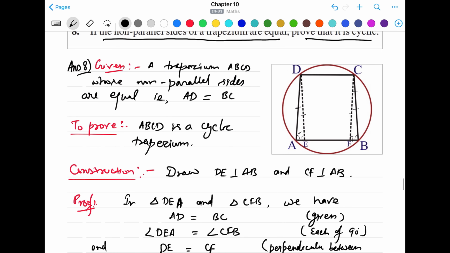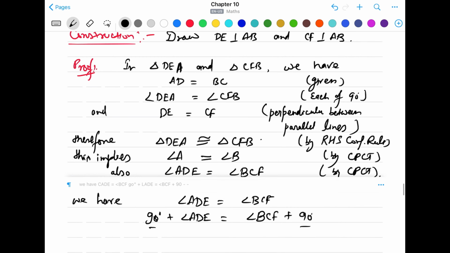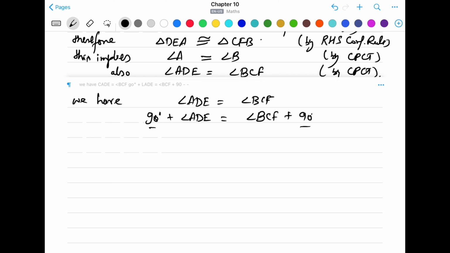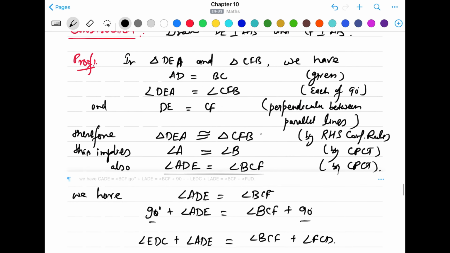Okay, so now this 90 degree here means we can replace this 90 degree by the angle EDC, this one. Similarly on this side, we can replace it by angle FCD. Let's write this first 90 degree as angle EDC. Then we have already ADE. On the other side we have BCF, and this 90 degree will be replaced by FCD.